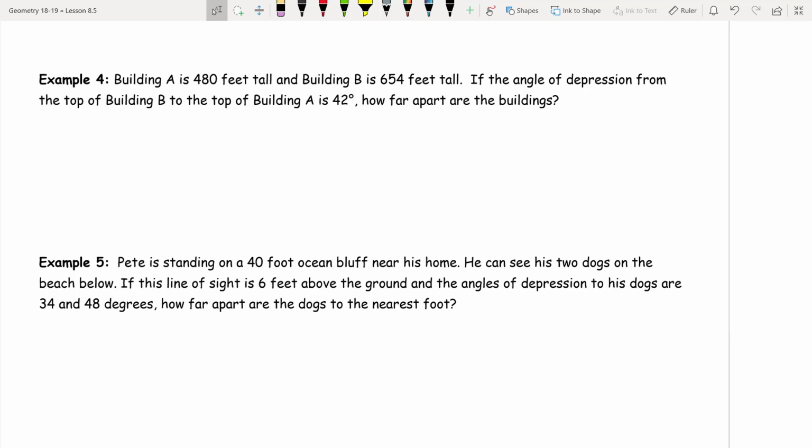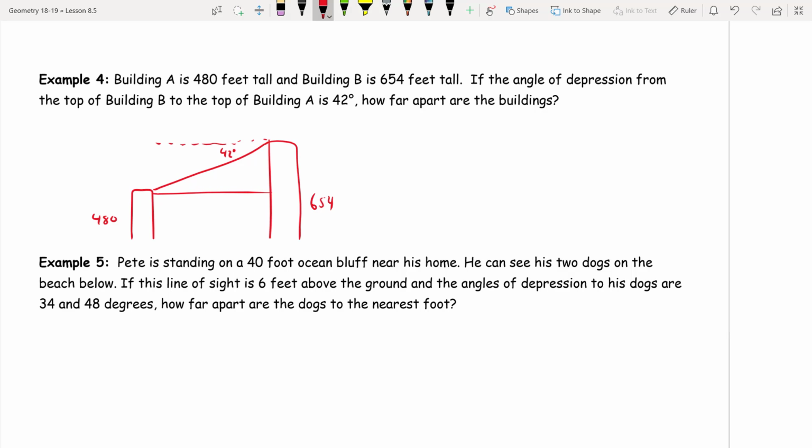So it tells me this first building in this example 4 is 480 feet tall. And it says building 2 is 654 feet tall. And it says the angle of depression from building B down to building A, so this angle right here, is 42 degrees. And they want to know how far apart are the buildings. They want that value. So to figure this out, we have a little bit of work to do.